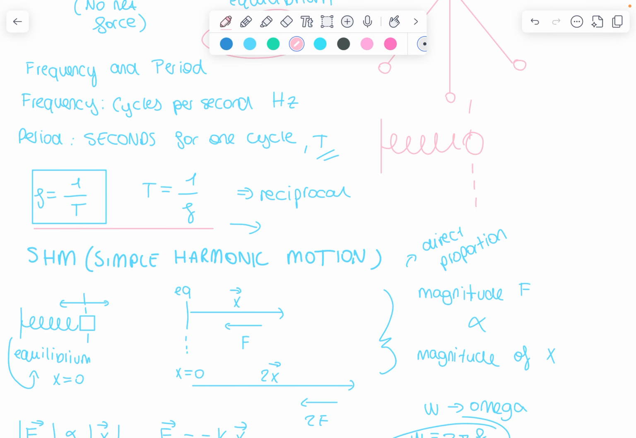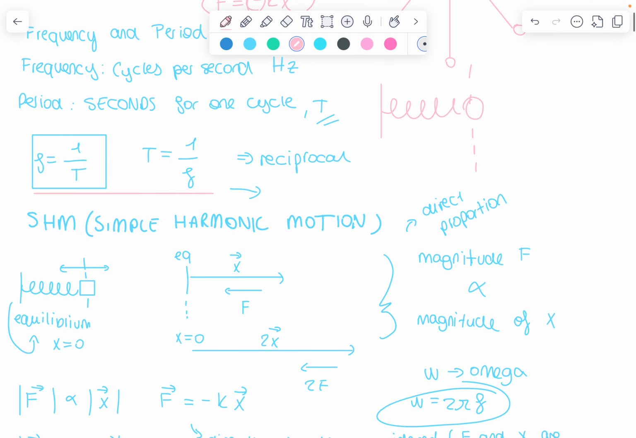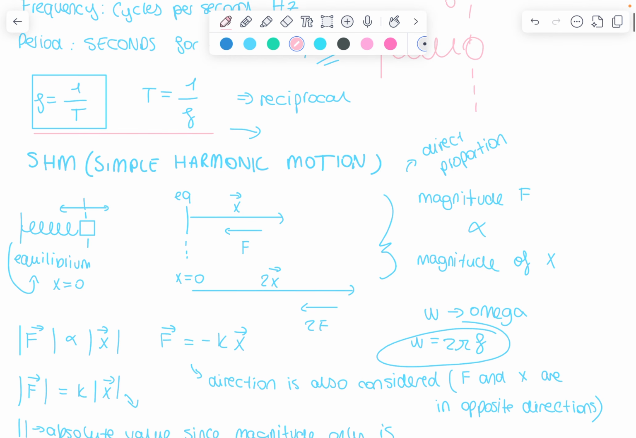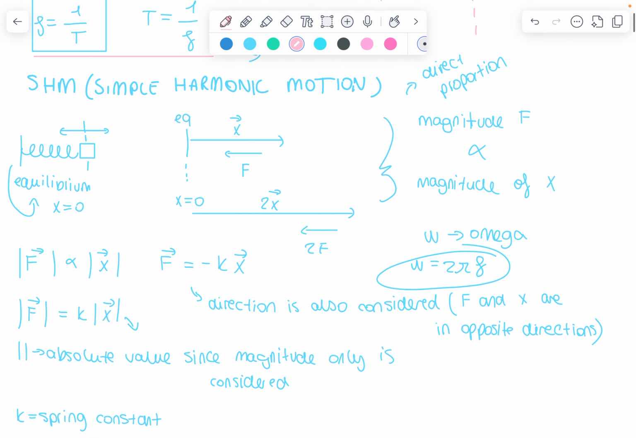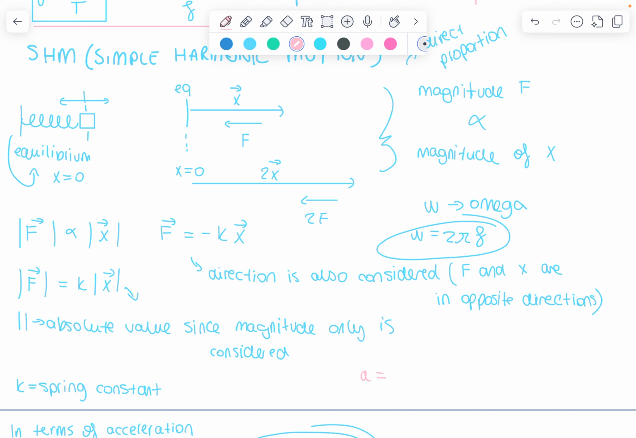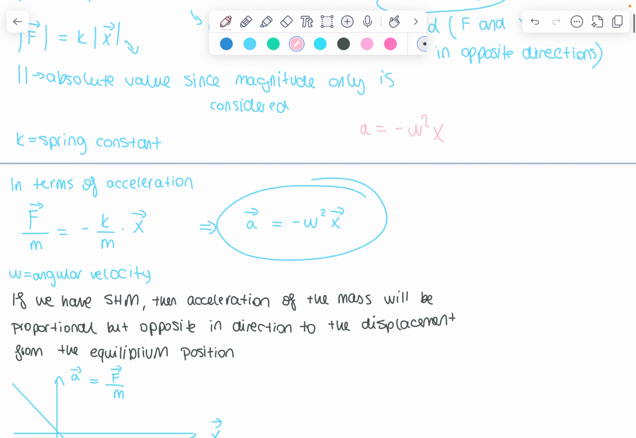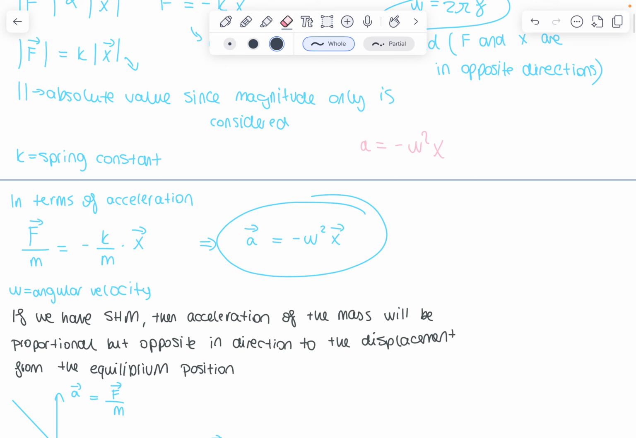Okay, so now something really important in SHM is acceleration. Using Newton's second law, we can rewrite the SHM equation as here. And this equation is actually super useful conceptually, because it tells us that acceleration is proportional to displacement but opposite in direction, as you can see from the negative sign here.